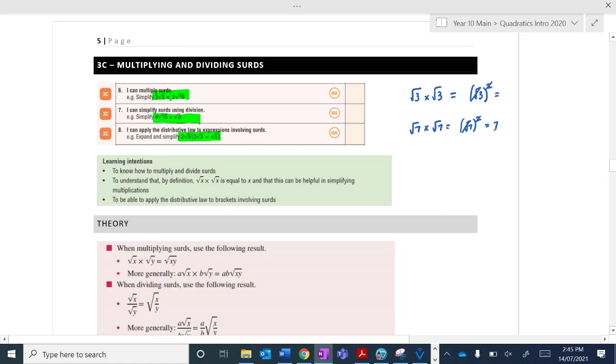Now, I could ask you this. If I was to ask you 2 root 3 times 2 root 3, the easy way to do this, as some students can get mixed up a little bit, is to multiply the front first. 2 times 2 is 4. But root 3 times root 3 is what? Root 3 times root 3 is 3. So in actual fact, 2 root 3 times 2 root 3 is 4 times 3, which is 12.